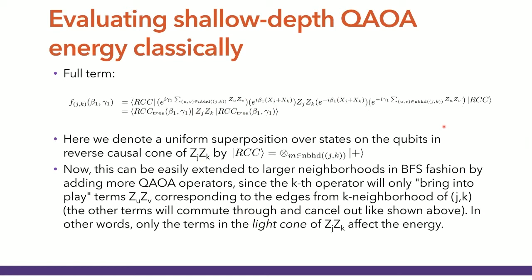So even if you have a million-node graph, you can still evaluate the energy of QAOA, and you can still train the parameters purely classically in simulation by leveraging this observation. And if you have higher P, all you do is you keep growing your neighborhood to include everything that is in what is sometimes called the reverse causal cone of this operator.